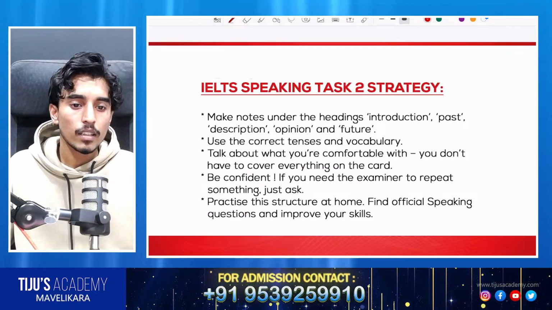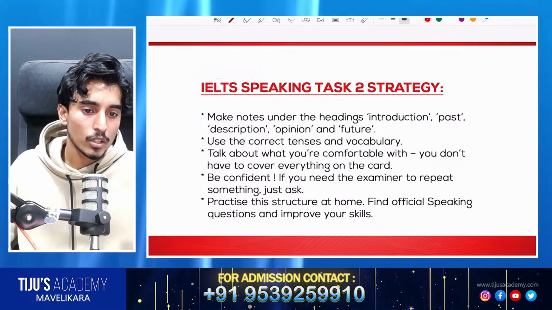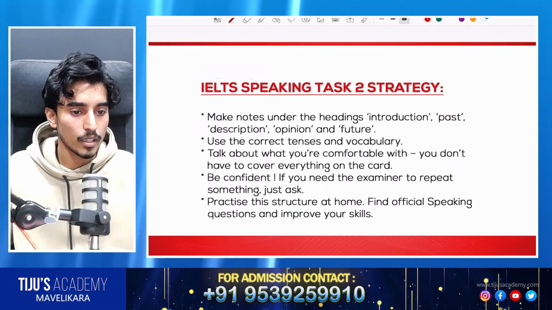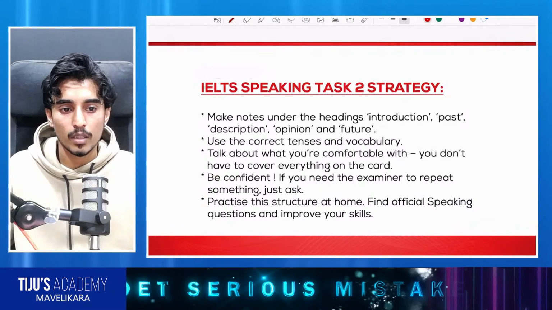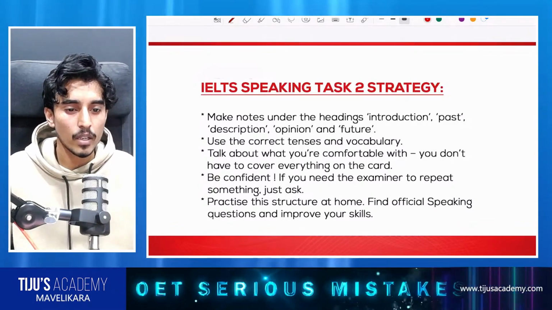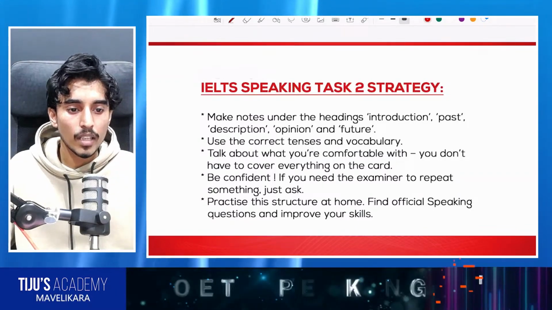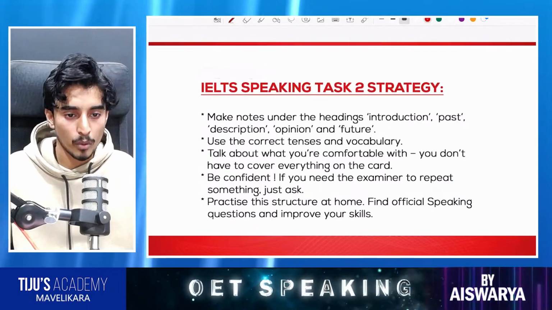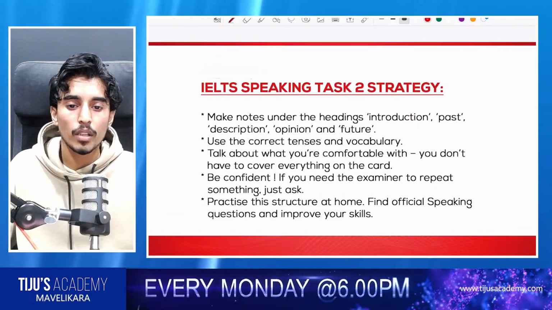Okay. Next thing, talk about what you are comfortable with. You don't have to cover everything on the card. So for example, we already know that you will be getting sub points in the part 2 section, and usually we try to complete each and every sub point while we are speaking, but it is not that important to complete all the sub points. If you are comfortable with the cue card and if you know each and everything which is mentioned there, you can make your own sentences.